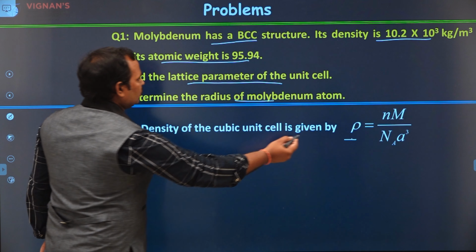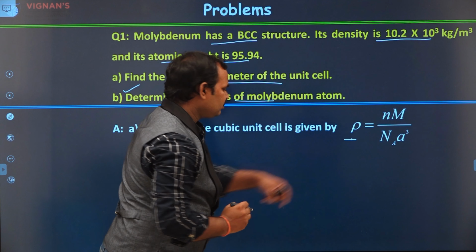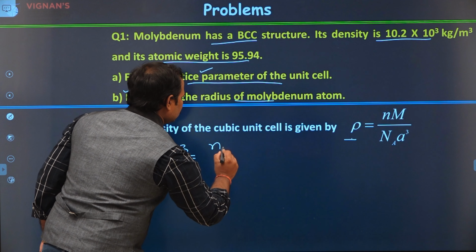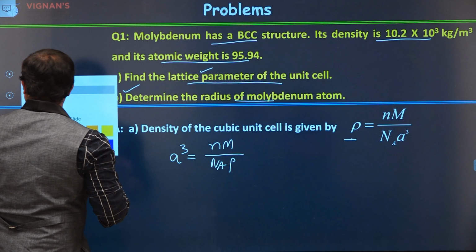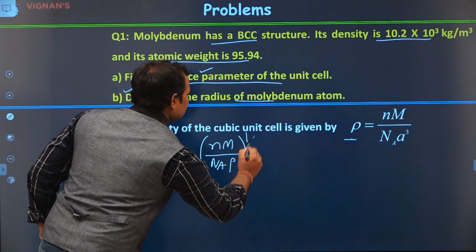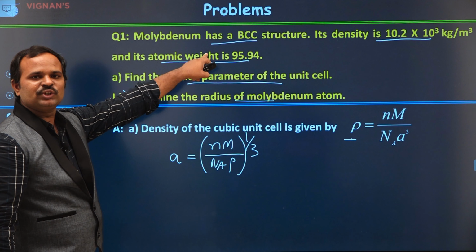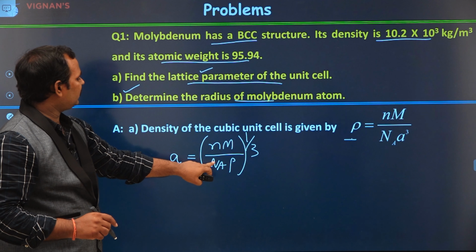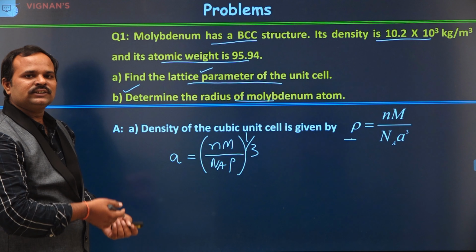Now it was asked to find the lattice parameter. So rearrange this into A cube is equal to, we will write directly, A is equal to Nm by rho Na whole power 1 by 3. Now we know the number of lattice points per BCC unit cell is 2. M is the atomic weight, it was given here, and Na is the Avogadro number, and rho is the density of the crystal. Let us substitute all these things, we get the answer.